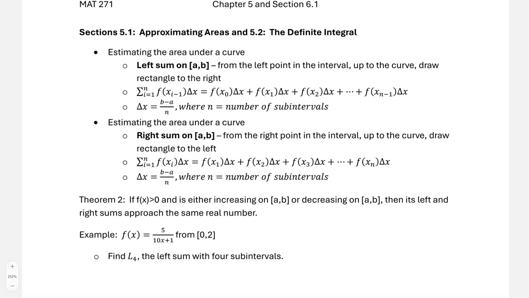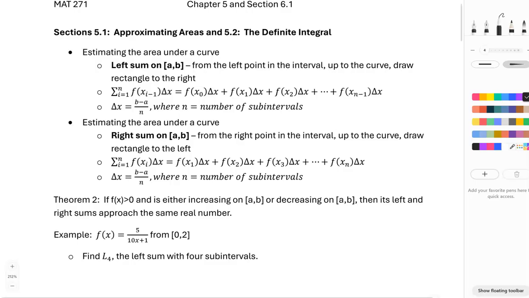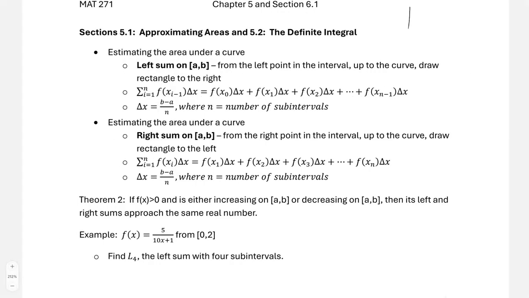Hey guys, in this video we are going to talk about approximating the area under the curve and then develop this idea of the definite integral. So if we're talking about integration, one of the reasons we want to integrate is we want to find the area under the curve between specific x values. So let's say we have this function that looks like this. I'll call this f of x, and we're looking at this between a and b.